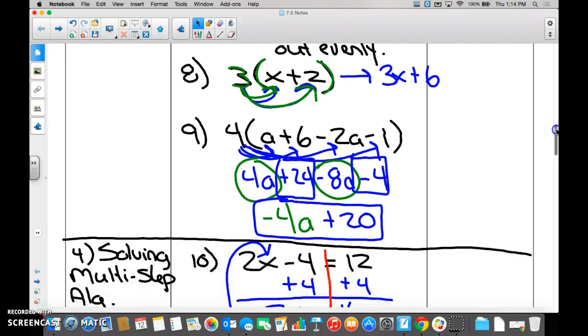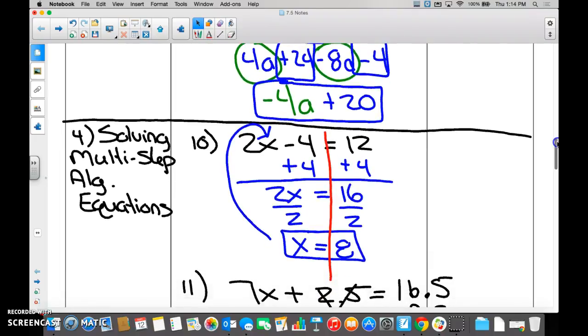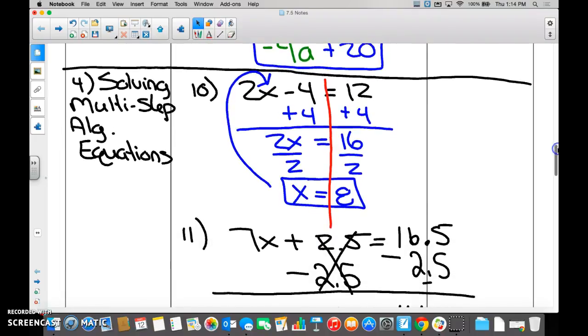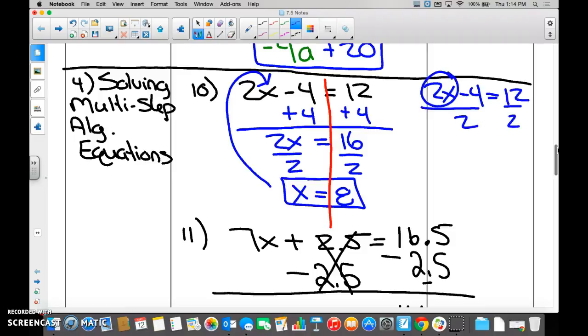You with me? Okay, and then number 4, our last idea, solving multi-step equations. On a problem like number 10, Annika, we have 2x minus 4 equals 12. Why did we add 4 to both sides first? We want to get the variable alone, but we know that to undo 2 times x, we can divide by 2, right? Why didn't we divide by 2? Why did we decide to add 4 instead of divide both sides by 2? Can somebody tell me why did we do that, Alexis?